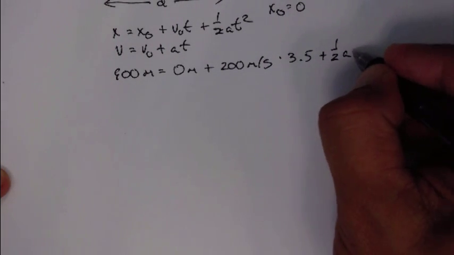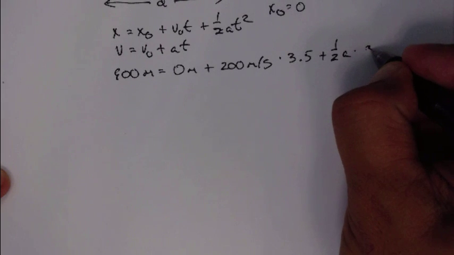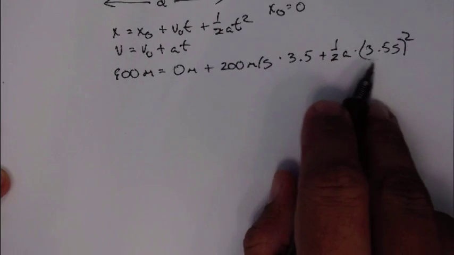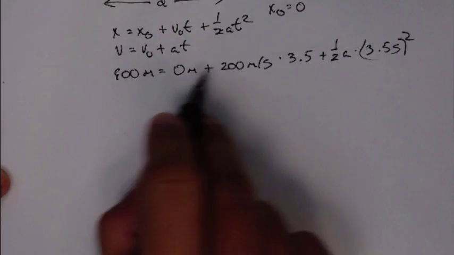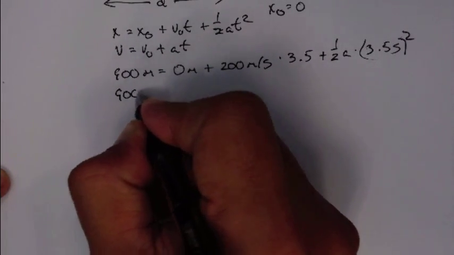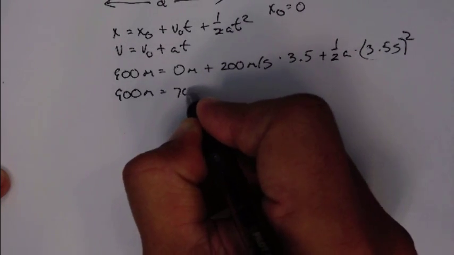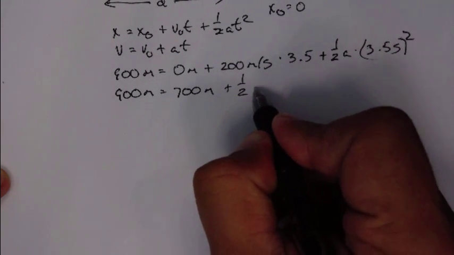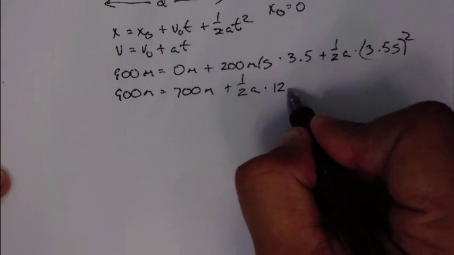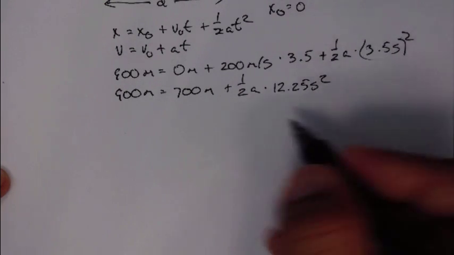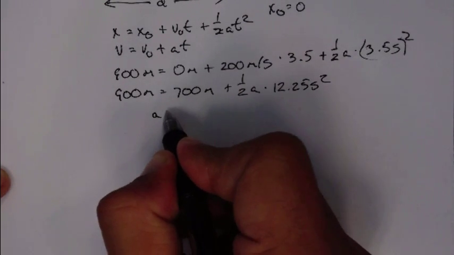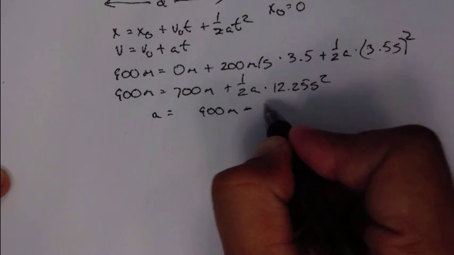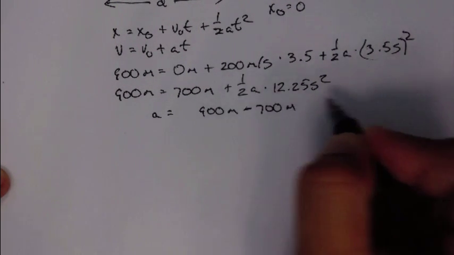which we're solving for, times t, which is 3.5 seconds, and we're going to square that. By solving for a, let's first do our math here: 900 meters is equal to 700 meters plus 1/2 a times 12.25 seconds squared.